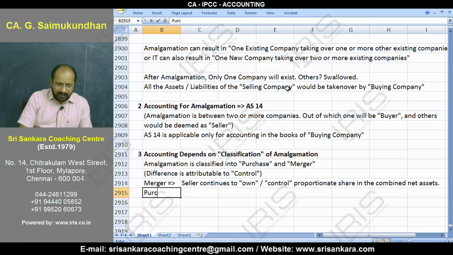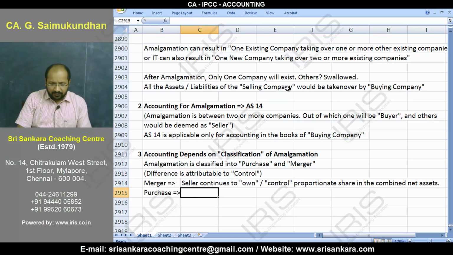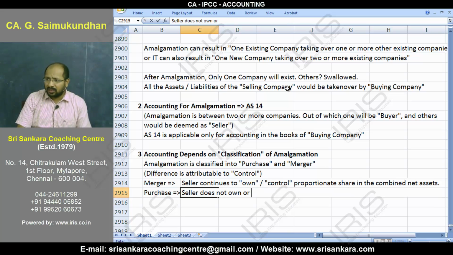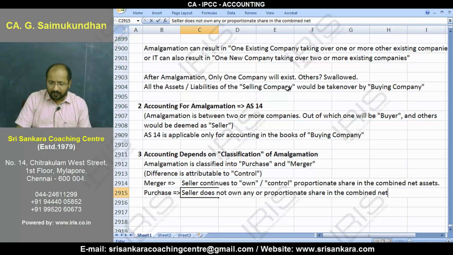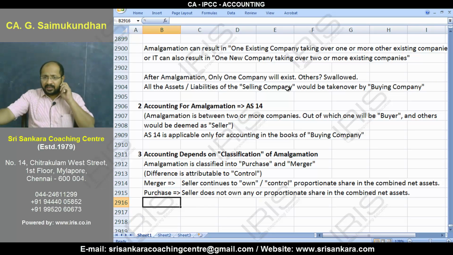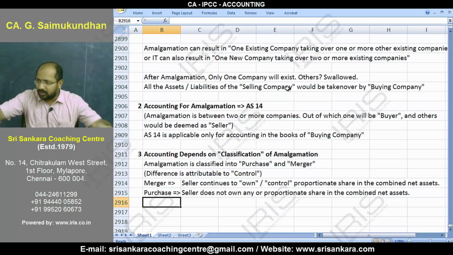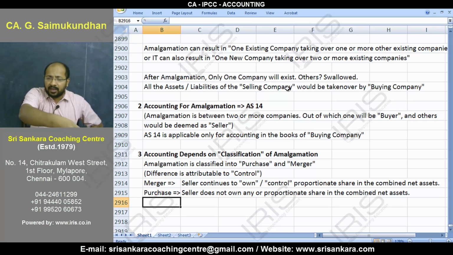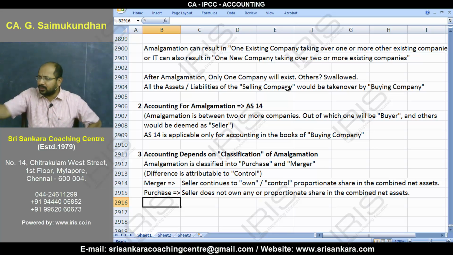So what exactly is a purchase all about, guys? In case of purchase, you will find that the seller does not own any proportionate share in the combined net assets. I'll just emphasize that one. In the second case, I can say that the entire 40 crore can belong to me, the example that I was making a few minutes back. Or I will say that out of 40, 38 crores will belong to me, and you continue to hold only 2 crores. 2 crores is a far cry from whatever you were holding before the merger.